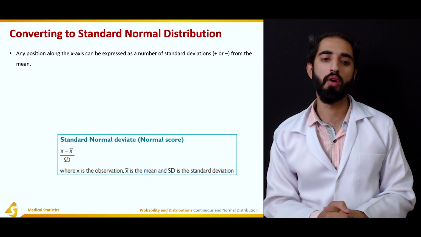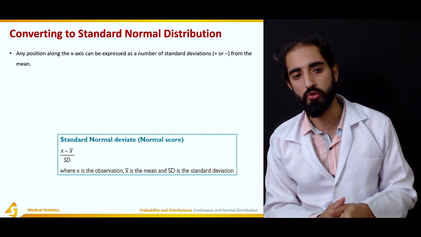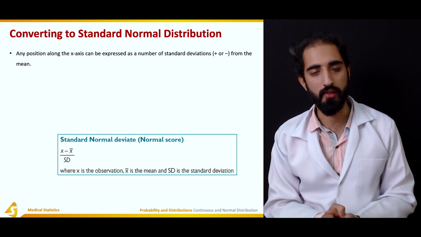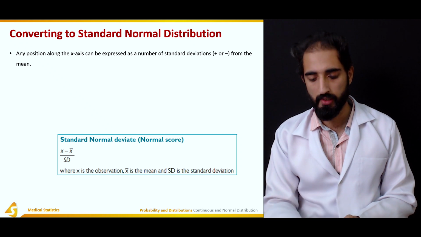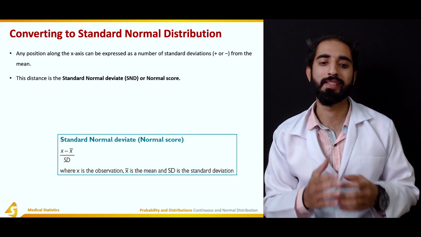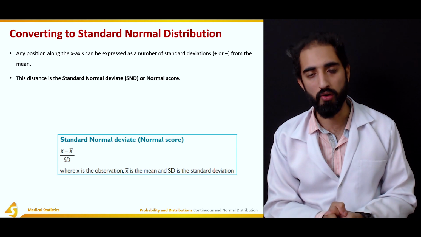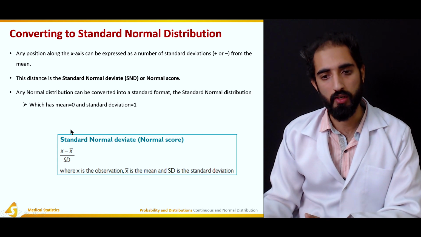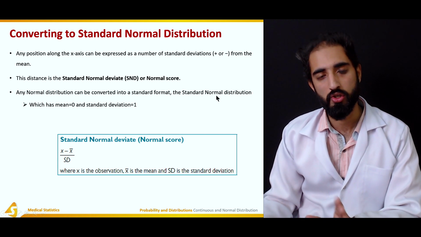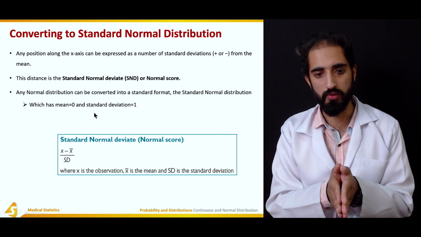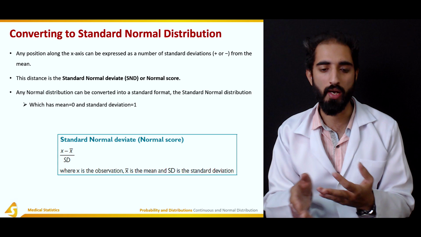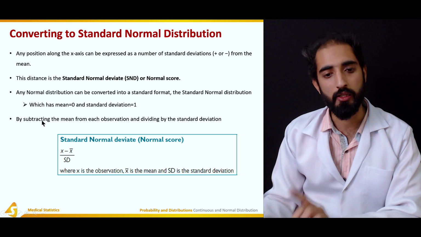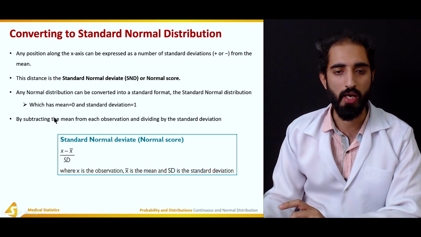So how to convert any distribution to a standard normal distribution? Any position along the x-axis can be expressed as a number of standard deviations from the mean. How can it be done? This distance is then the standard normal deviate or normal score. And to do that, any normal distribution can be converted into standard format, which has the mean in the center, which is 0, and standard deviations 1, 2, 3, 4, or -1, -2. And how do we calculate that? We calculate that by subtracting the mean from each observation and dividing by the standard deviation.